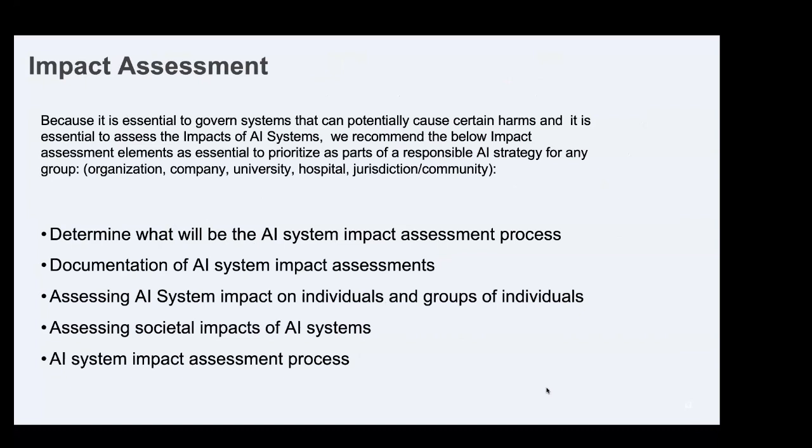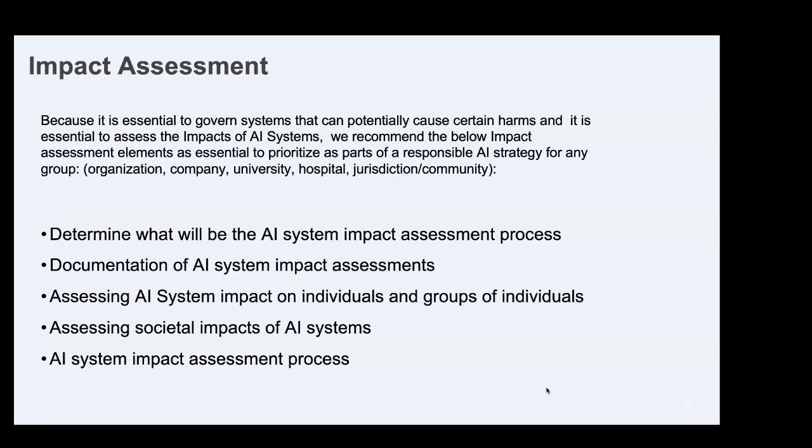Because it's essential to govern AI systems that can potentially cause harms, it's essential to assess the impacts of your AI systems. So we recommend the following elements, and these are largely, as you'll see in our AI Bill of Rights deliverable, adopted from Carol P.O. recommendations. These are that you will determine organizationally what will be your AI system impact assessment process, what will be the way you document your AI system impact assessments.